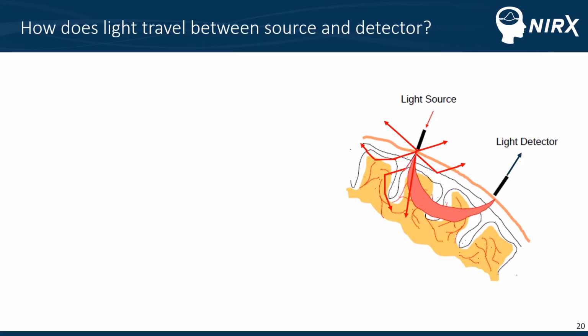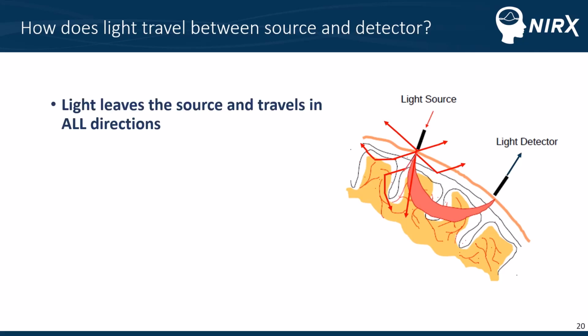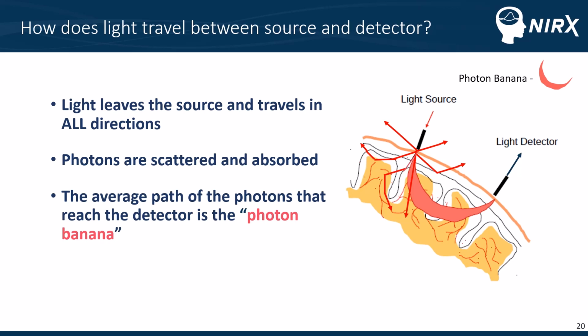How does light travel between a source and detector? Well, light leaves the source and it travels in all directions. There's a representation of that here with all these different arrows shooting off of the light source. Photons are then scattered and absorbed through the tissue. And there's no magnet pulling our photons from our light source to a detector. In fact, for every 10 to the 9 photons that is sent into the adult brain, only 1 comes out at the detector on average in a 3-centimeter channel.